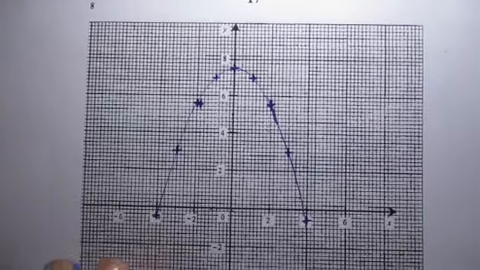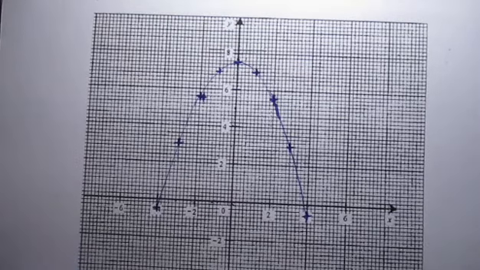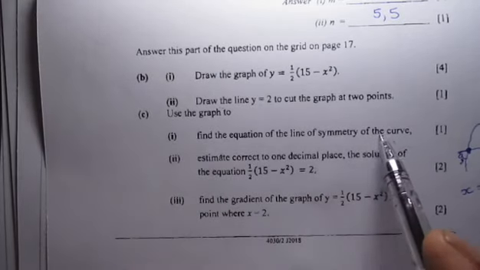Right, so this is your parabola, the way it is supposed to come out. You get 4 marks for drawing the graph. We move on to the next part of the question, part C1. Find the equation of the line of symmetry of the curve.